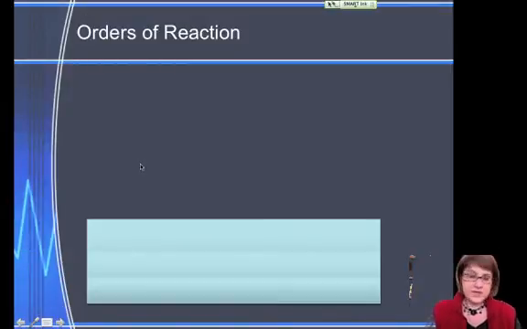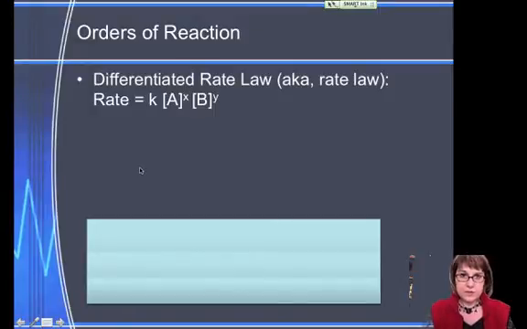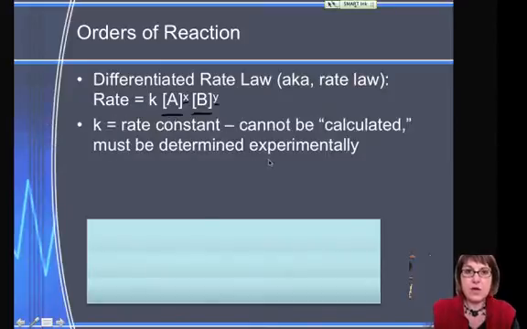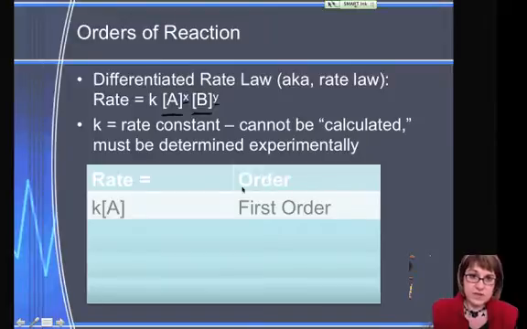So let's talk about orders of reaction. I referred earlier to the reaction being first order. So the differential rate law, or just the rate law, is simply where we write the rate is equal to some constant times the concentration of one substance raised to some power times the concentration of some other substance raised to some power. And we have to use experimental data to figure out what those powers are. So the rate constant, k, is not something that we can calculate from stoichiometry. We have to do experiments to figure it out.